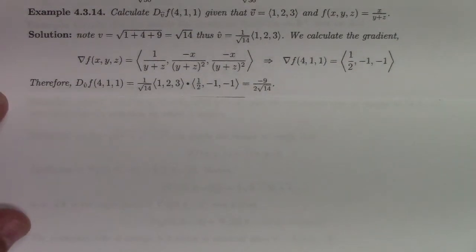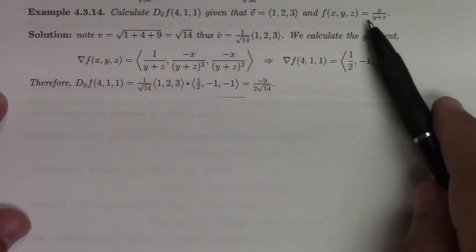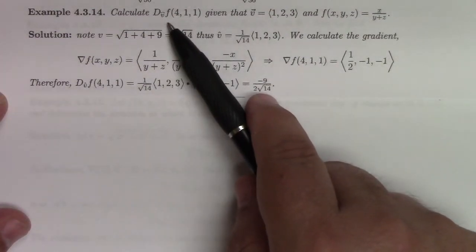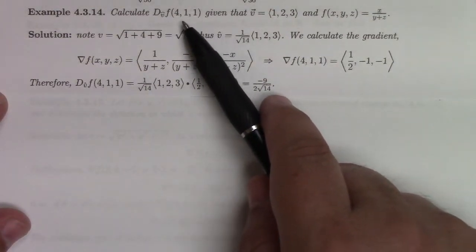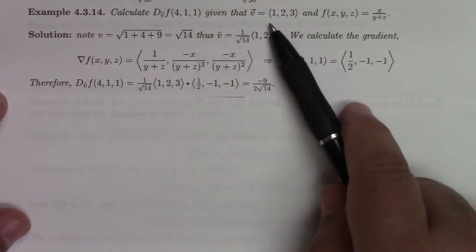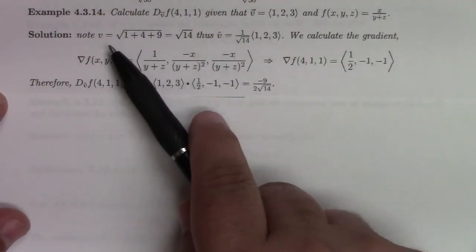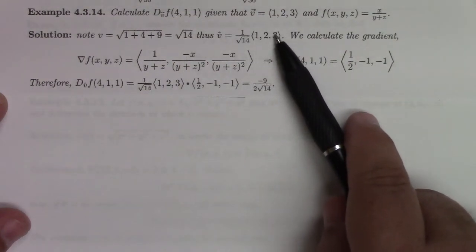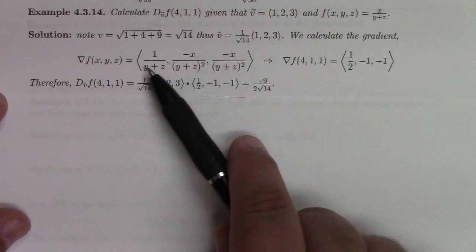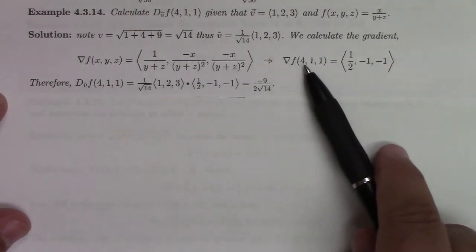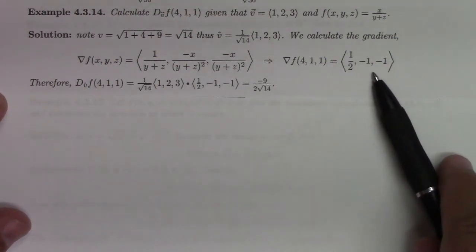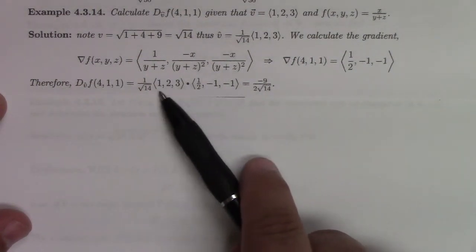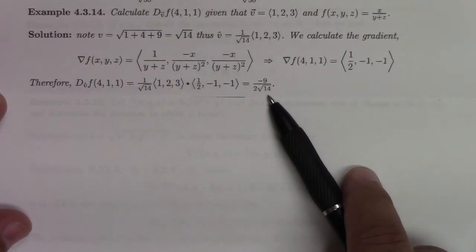Okay, so this one here is the function x over y plus z. So I say find the directional derivative at the point 4, 1, 1 in the 1, 2, 3 direction. So I have to normalize my vector, which has length root 14, so I divide by root 14. There's my unit vector. I calculate the gradient. I plug in the point, so that I have the gradient at the point. I take the dot product with the unit vector, and that gives me the rate of change.